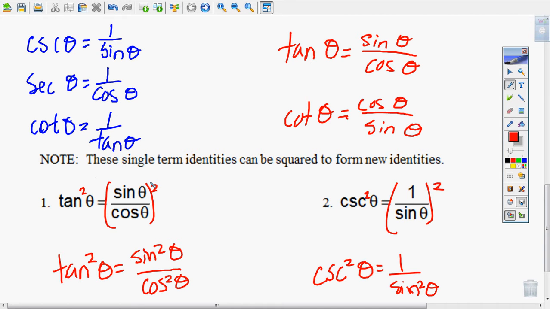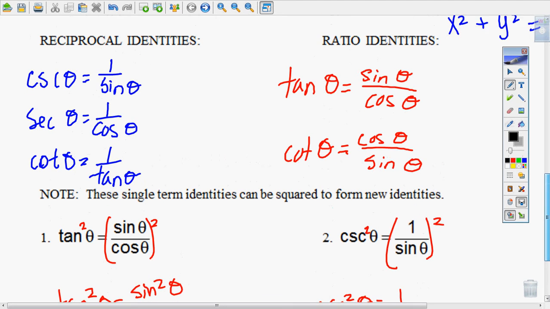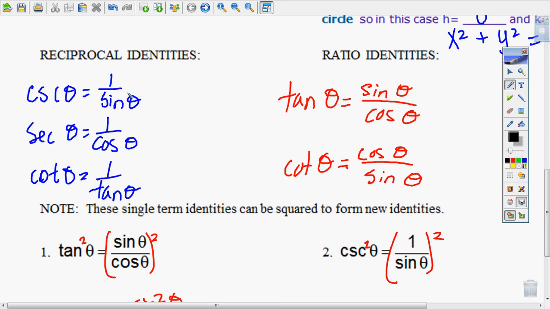Okay? I forgot to mention about reciprocals. When you multiply a reciprocal by its original, it equals 1. So for example, if the problem said sine theta times cosecant theta, it's going to equal 1. Because what did I do? I just multiplied both sides by sine, and what's left on its own? 1.